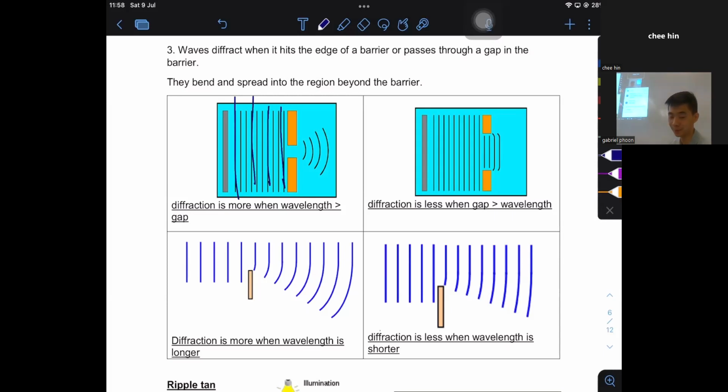But it's acceptable. Draw the third and the fourth one as well.